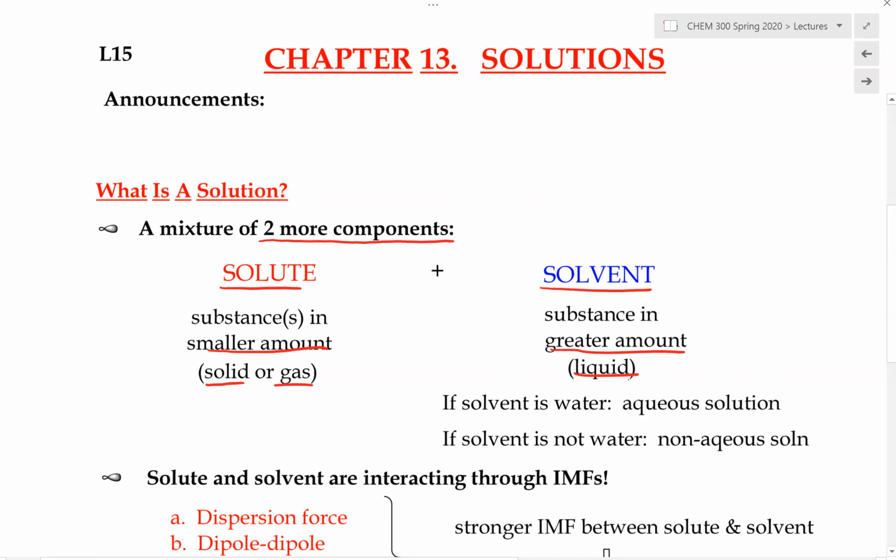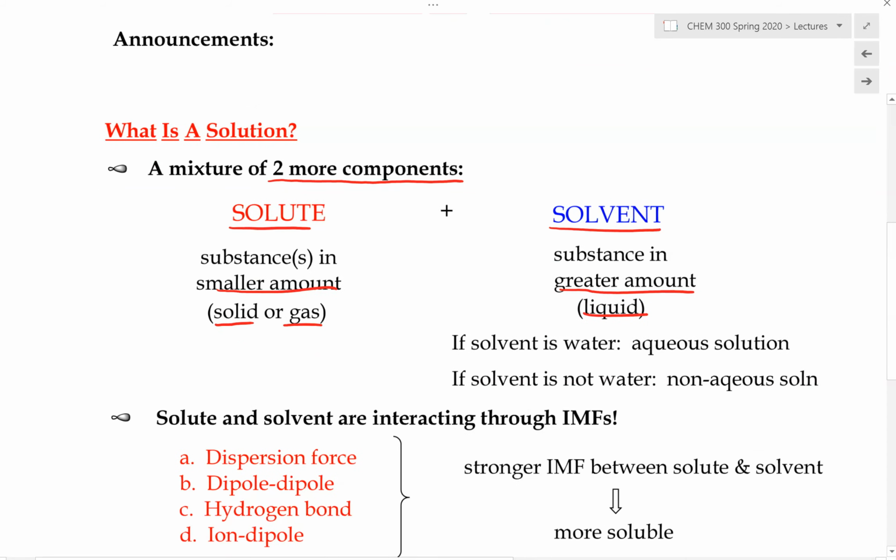If the solvent is water, then that solution can be further classified as an aqueous solution, whereas if the solvent is not water, then we will call this a non-aqueous solution.